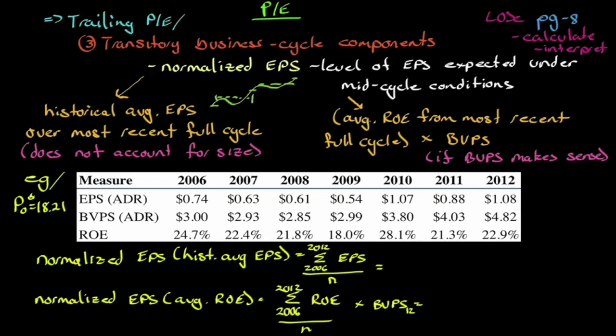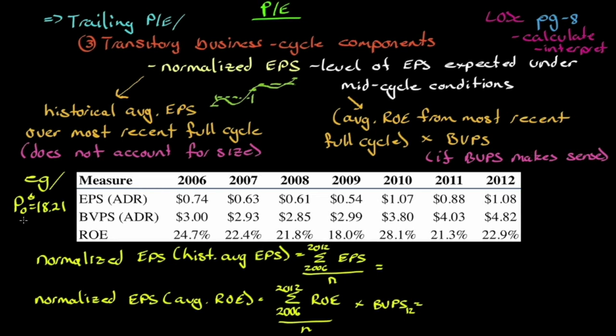We can move instead to taking the average return on equity from the most recent full cycle. That'll give us the average, and then multiply it by the current book value per share. So that'll get us somewhere up here. That looks a little bit nicer, but this only works if book value per share makes sense, if it is truly a driver of that return on equity. So let's look at an example here.